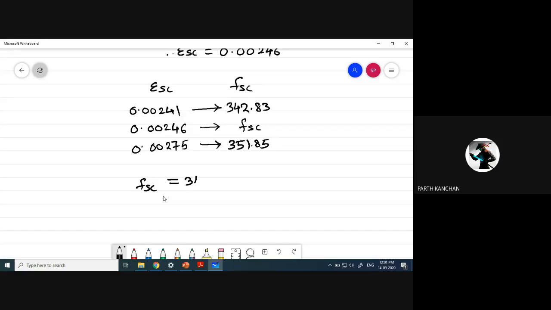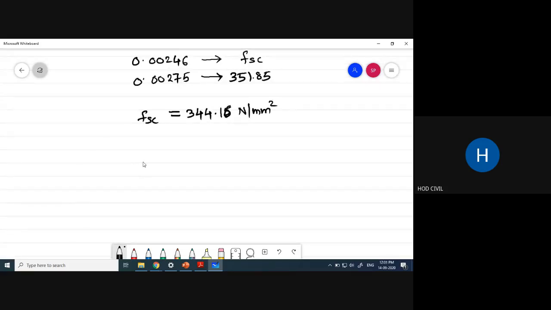344.156. Let us consider 344.16 Newton per mm square. So this is the value of FSC. Now let us make use of the ASC formula to find out the area of the compression steel.